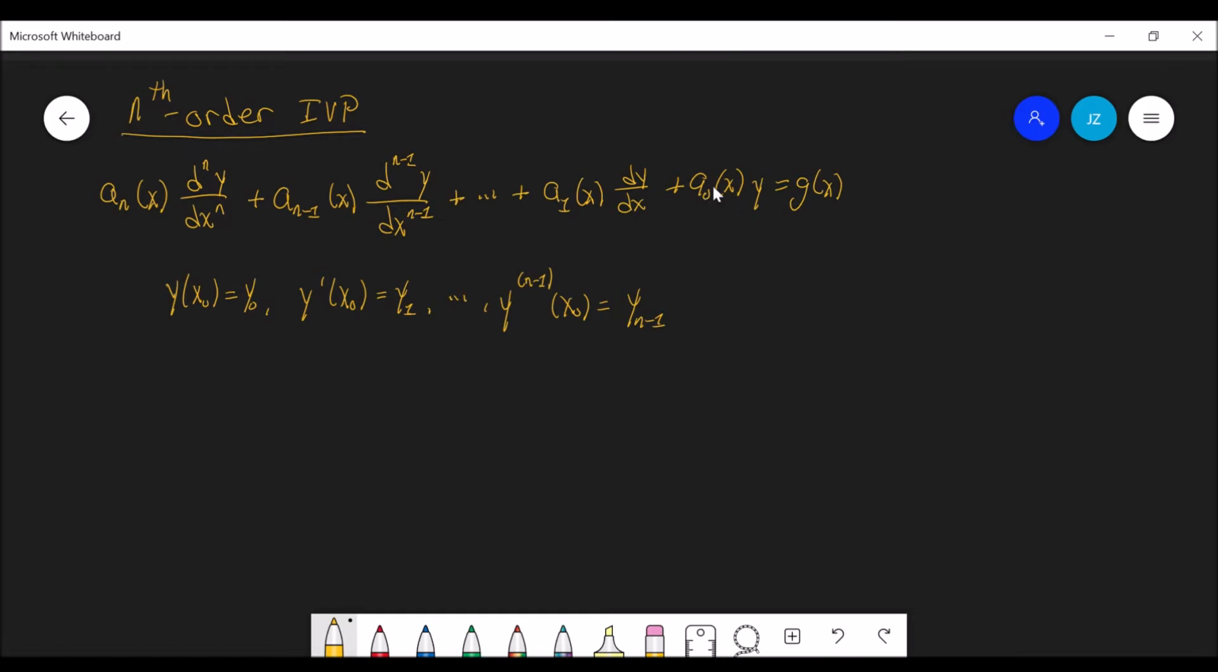So when does this have a guaranteed solution? We're going to let a_n of x, a_(n-1) of x, so on and so forth, a1 of x, a naught of x, and g of x be continuous on the interval I.